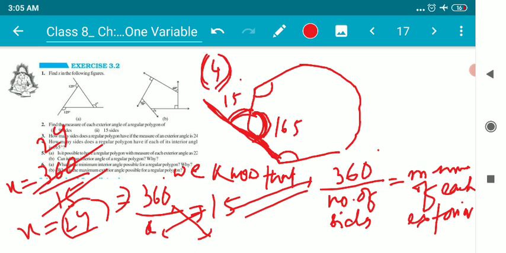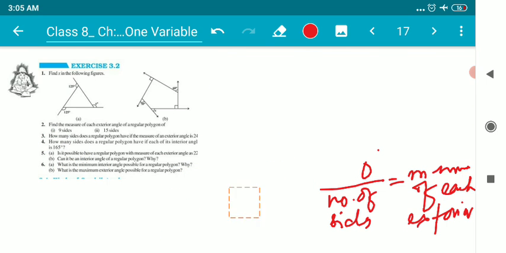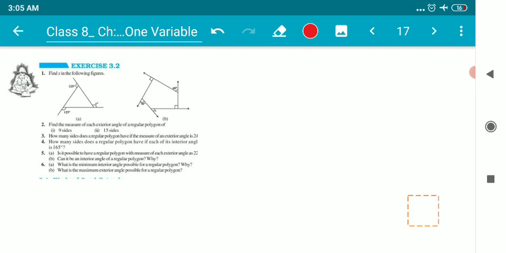I hope you all understood this. If not, then please do watch this video again. Let us talk about question number 5, one of the most conceptual questions of this chapter. Is it possible to have a regular polygon with measure of each exterior angle 22 degree? Let us check it out.